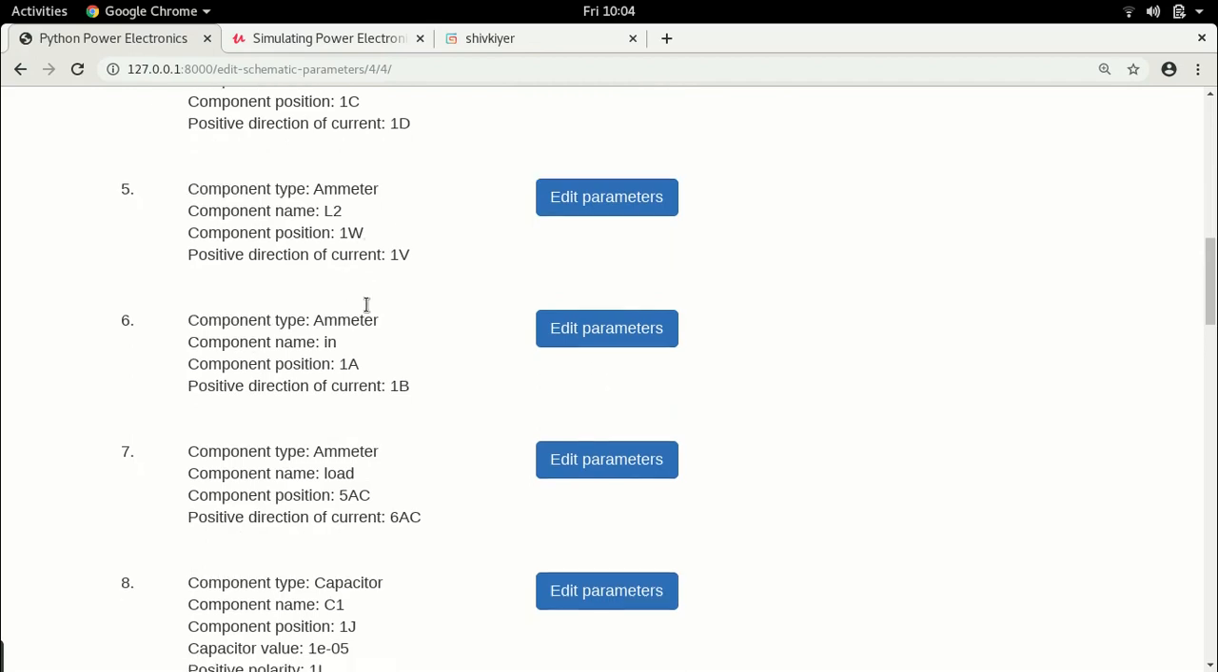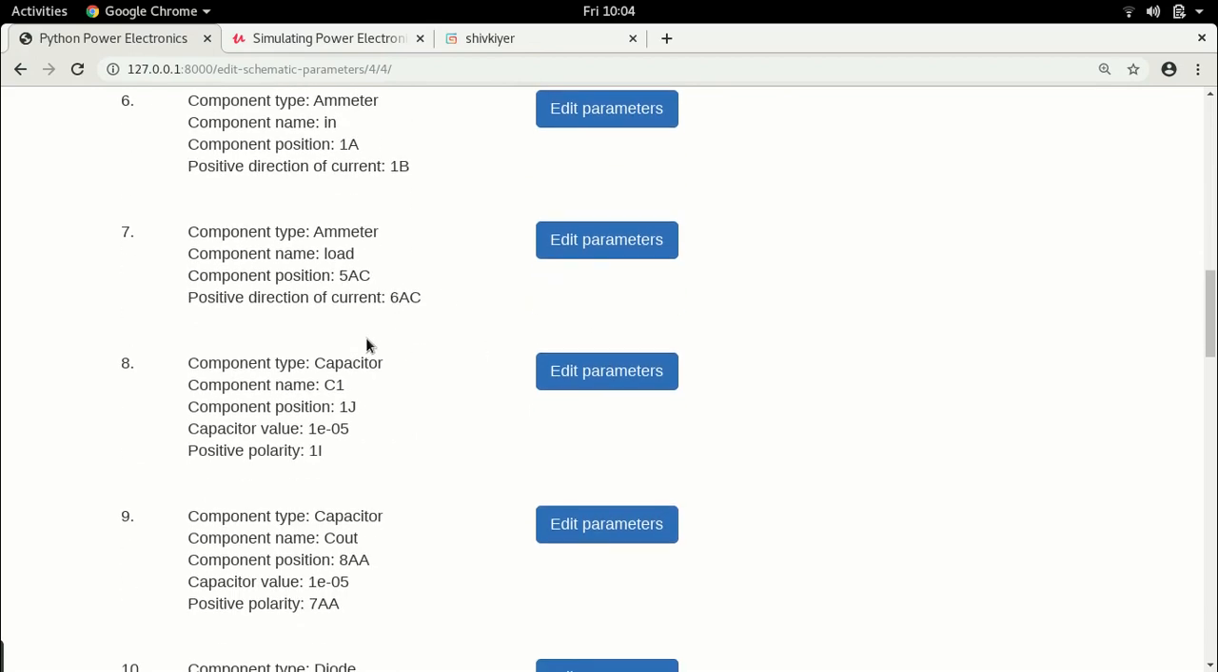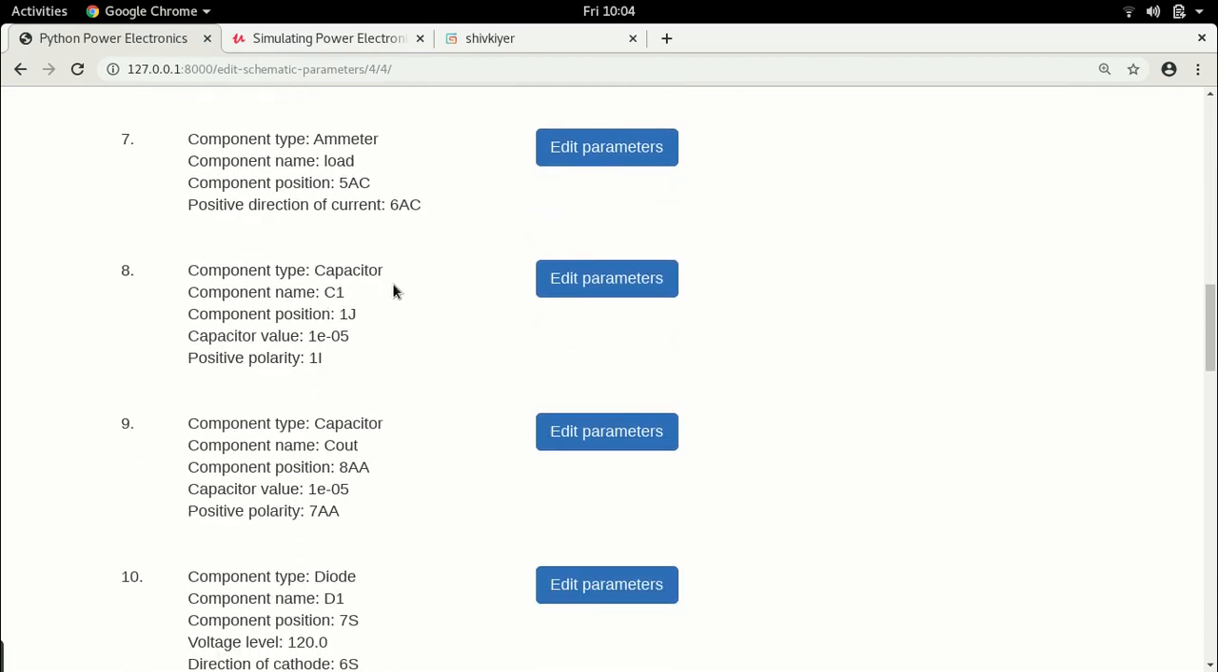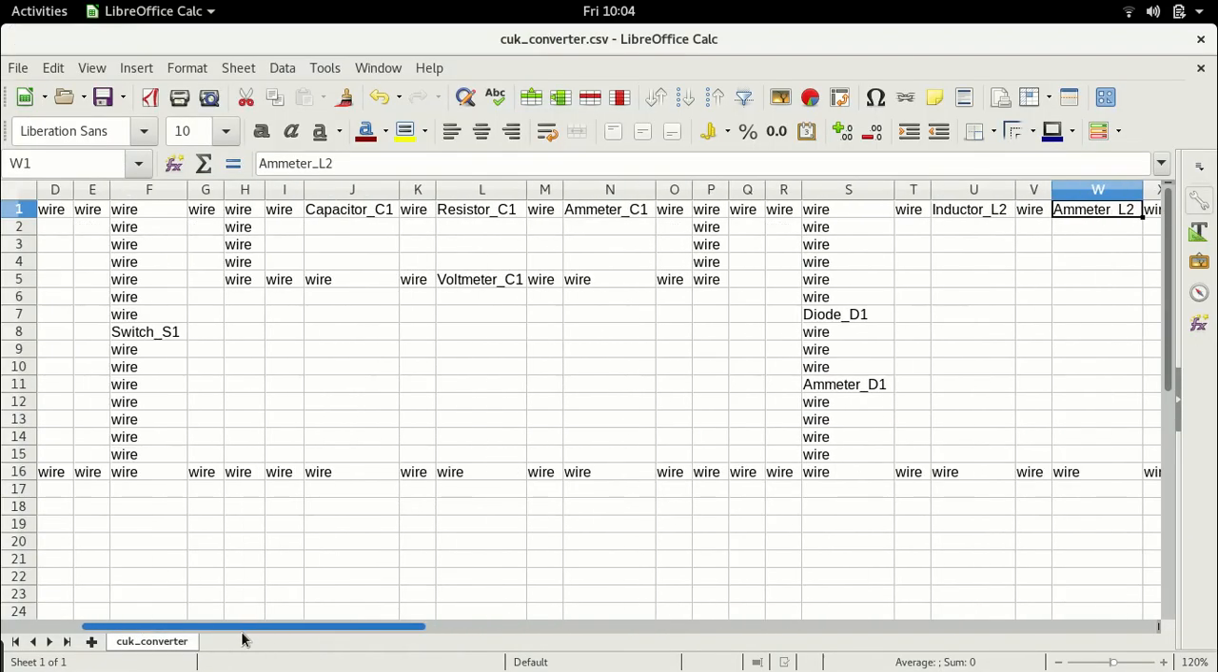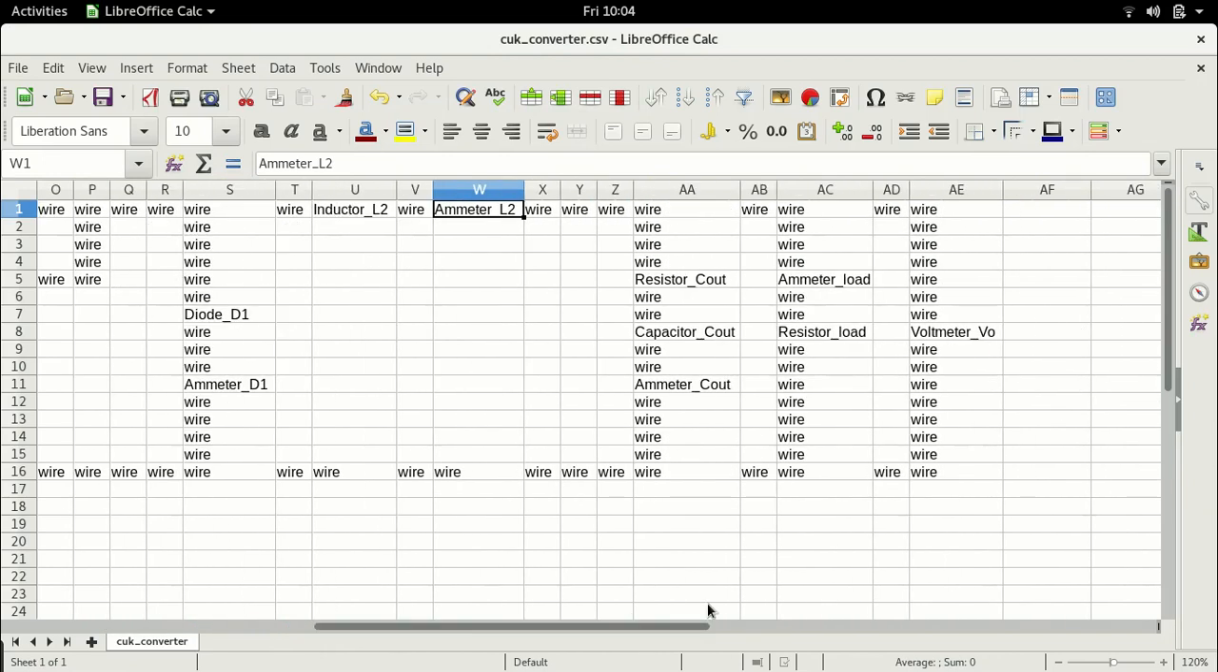And this is done. So with this, the ammeters are done. Let's look at the capacitor. First is the capacitor C1. Now this capacitor C1 need not be as large as Cout, because Cout is the output capacitor and this is the output stabilizing capacitor.